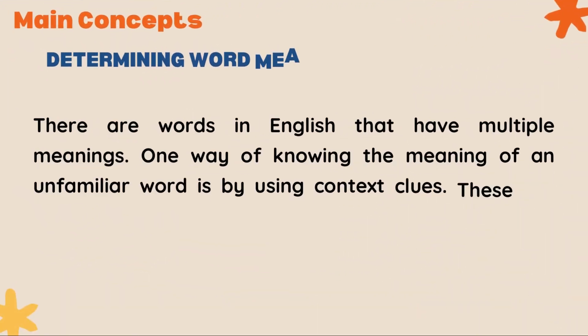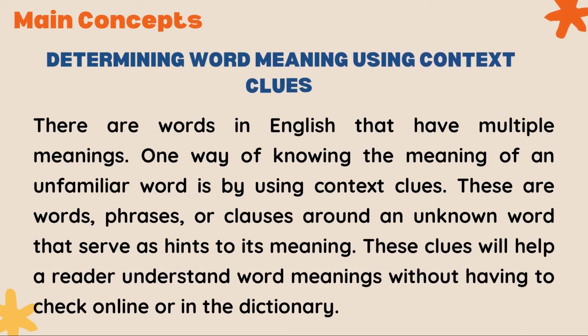This time, let us discuss what context clues are. There are words in English that have multiple meanings. One way of knowing the meaning of an unfamiliar word is by using context clues. These are words, phrases, or clauses around an unknown word that serve as hints to its meaning. These clues will help a reader understand word meanings without having to check online or in the dictionary.